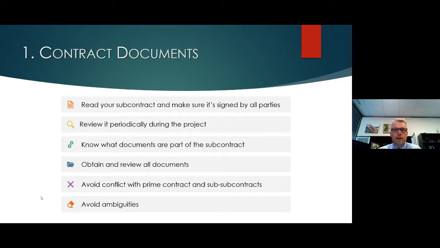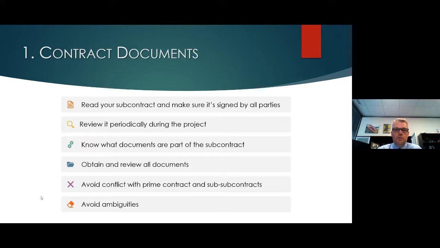The first slide that we have here is the contract documents, and that's pretty basic. First thing, obviously, read your subcontract. We see lots of times where folks have not read their subcontract, and sometimes it's not even signed by all the parties. So get that step out of the way, make sure you understand before you sign the contract what you're actually getting into, and then assuming that you agree to the terms, make sure that everybody has signed it.